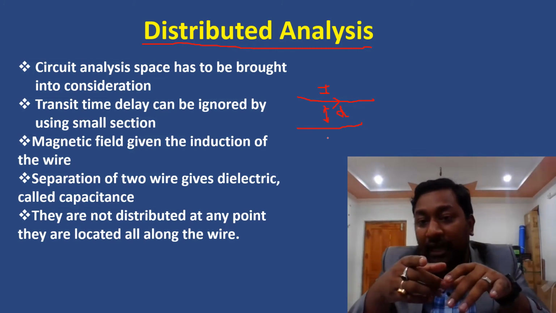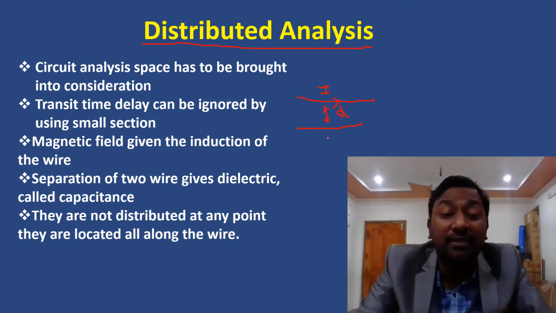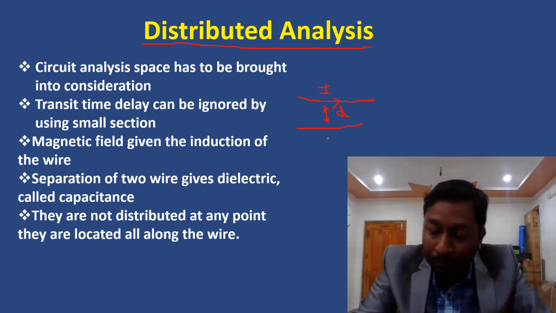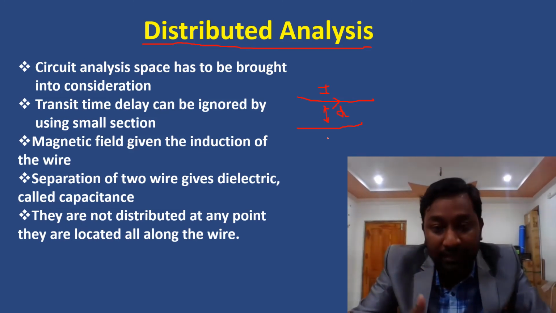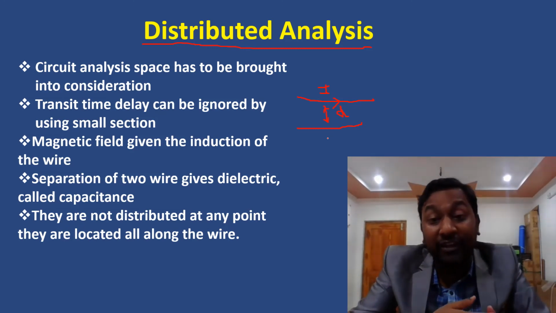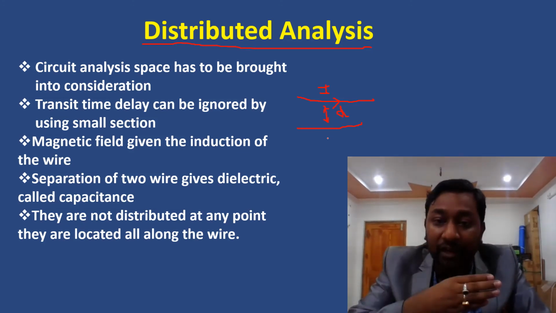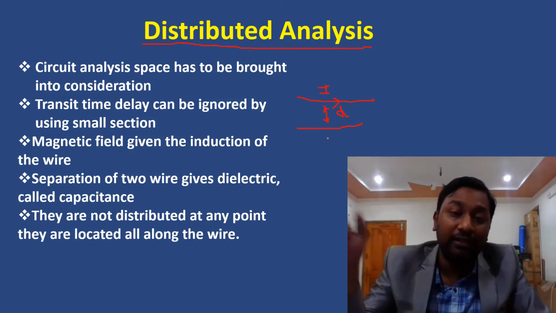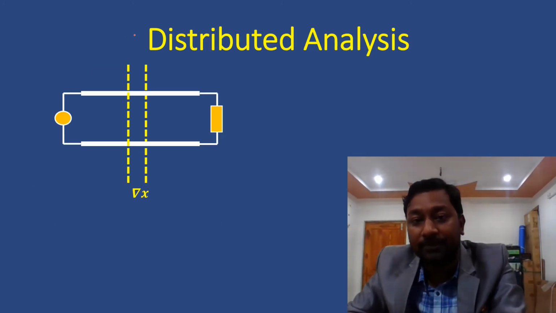We will see here how the inductance and capacitance are created. And we know that no conductor is ideal. So there must be some resistance, and there is some leakage current. That's why resistance, inductance, conductance and capacitance effects will be there, and they are not distributed at any particular point. They are distributed throughout the line. That's why that analysis is called distributed analysis.